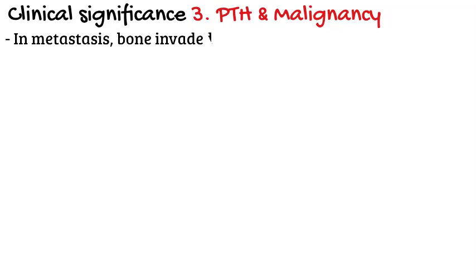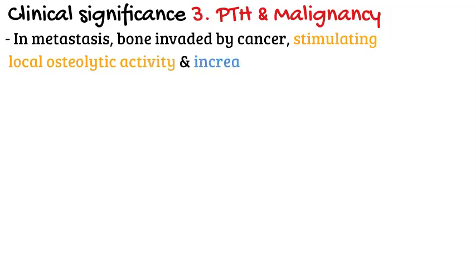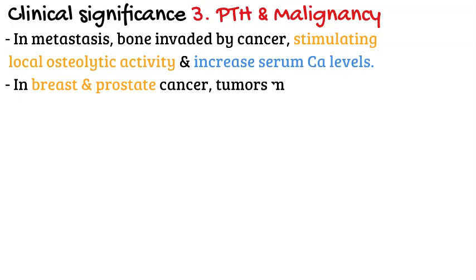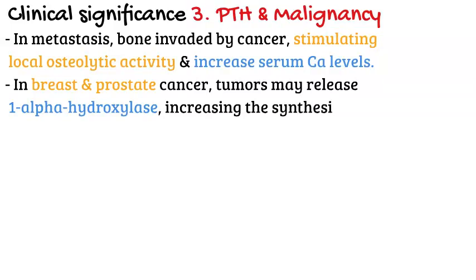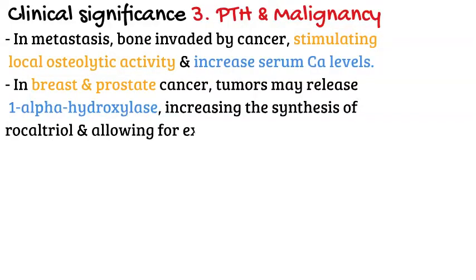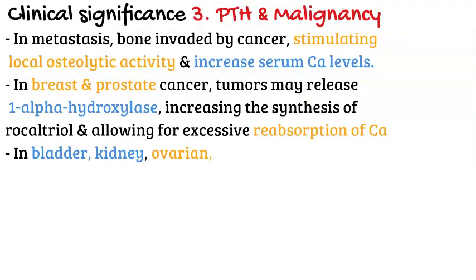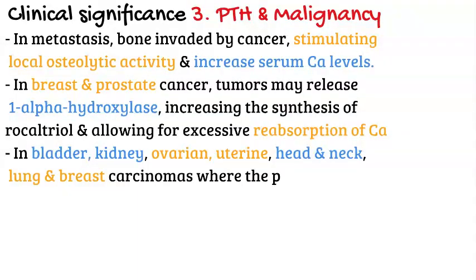Another clinical significance of parathyroid hormone is PTH and malignancy. In metastasis, bone is invaded by the cancer, stimulating local osteolytic activity and increasing serum calcium levels. In breast and prostate cancer, tumors may release 1-alpha hydroxylase, increasing the synthesis of calcitriol and allowing for excessive reabsorption of calcium.